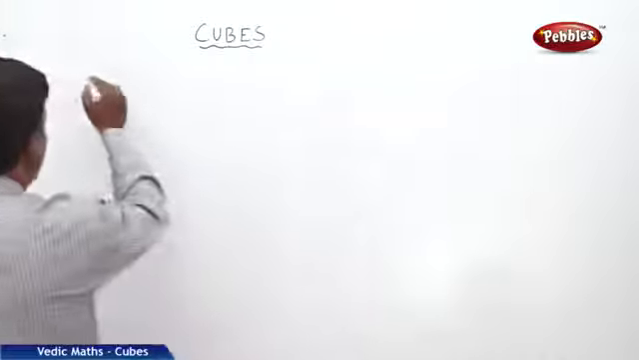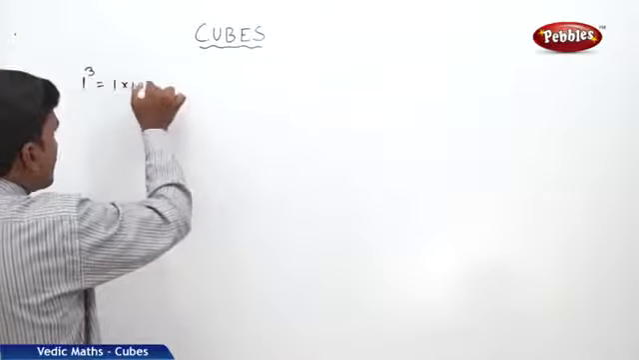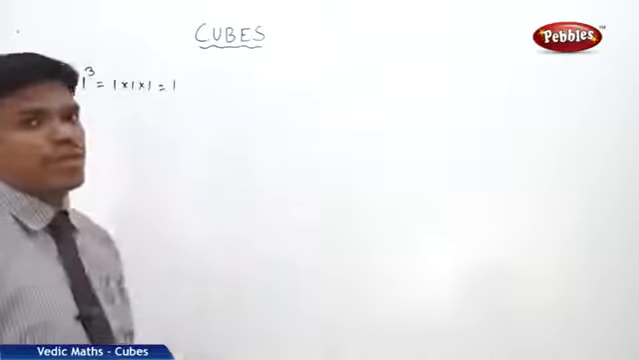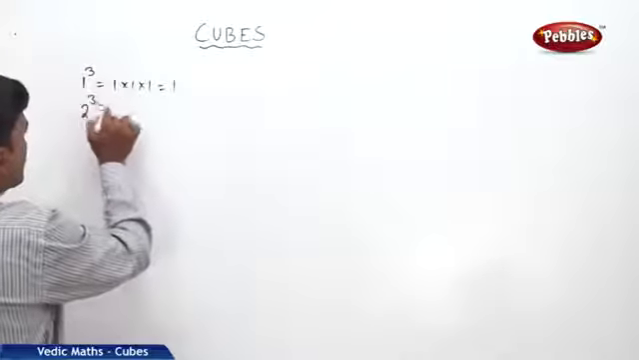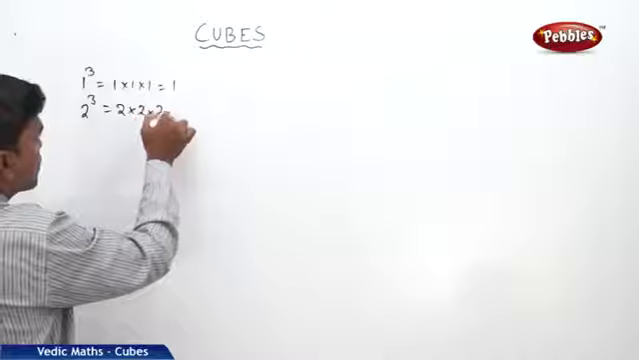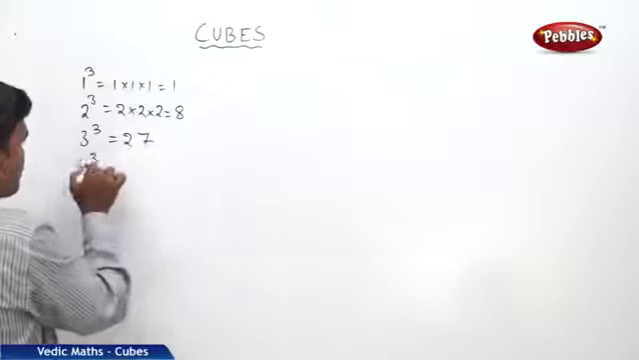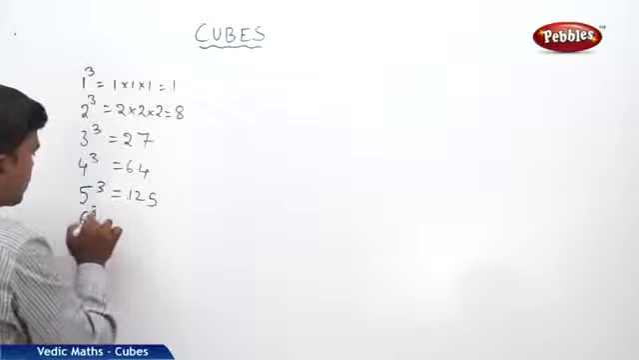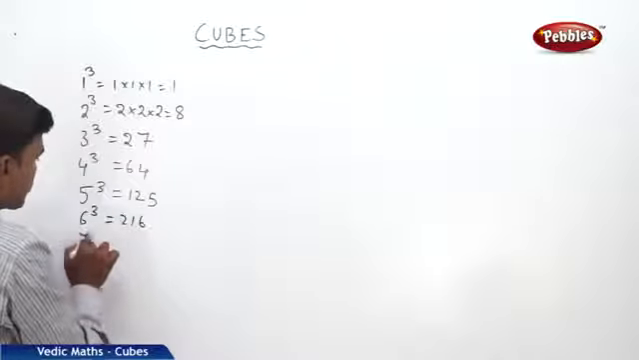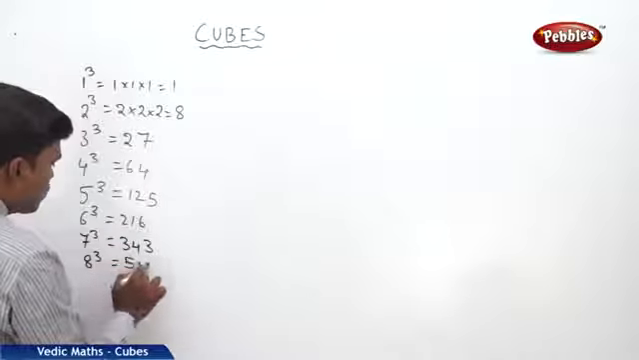So what is 1 cube? As we know, if you multiply a number by itself thrice, the product you get is nothing but the cube. 2 cube, 2 into 2 into 2, that is 8. 3 cube, 27. 4 cube, 64. 5 cube, 125. 6 cube, 216. 7 cube, 343. 8 cube, 512.